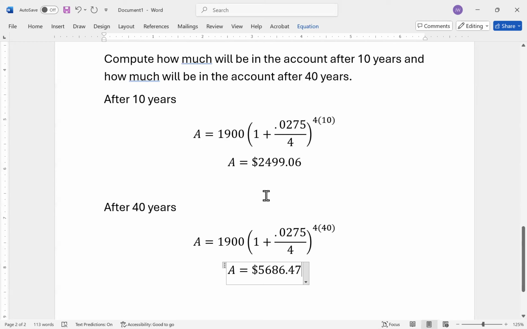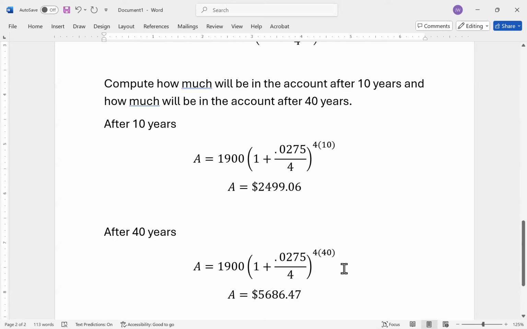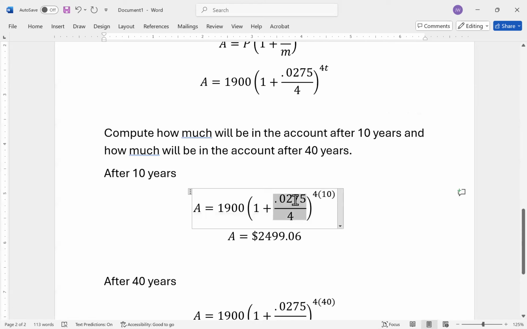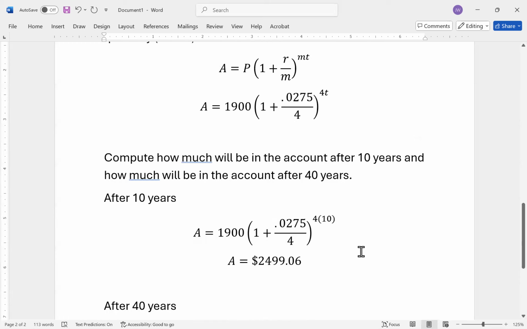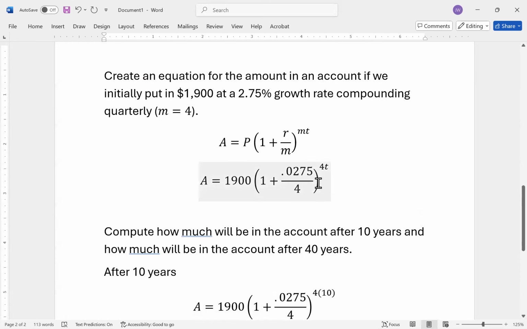Notice again, after the first 10 years, we've gained 600, but we've gained a lot more after 40 years. By the way, the previous problem had a faster rate of growth. It was at 5% compounded monthly, whereas this one was 2.75% compounded quarterly. By the way, that means an average growth rate. It always looks like it's growing at 2.75% all the time.